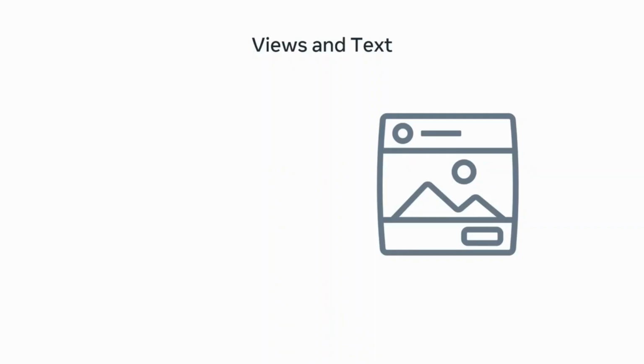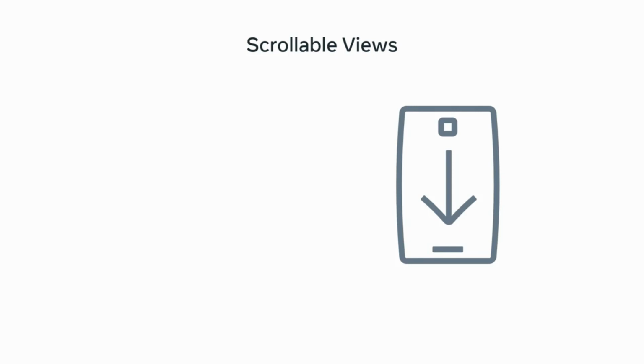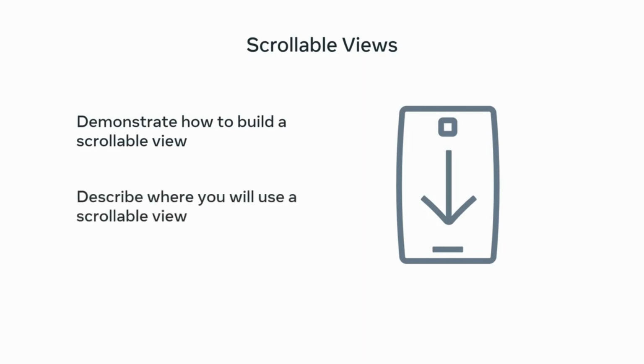In Lesson 4, you learned everything about views, text, and scroll views. You should now be able to demonstrate how to use the two basic core components of React Native, view and text, and describe the basic features of these components and their usage. You should also be able to demonstrate how to build a scrollable view by using the ScrollView component and describe its basic usage in React Native.